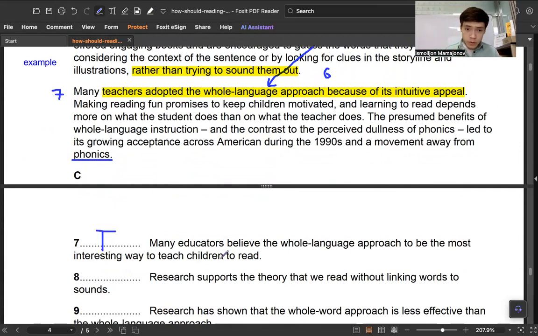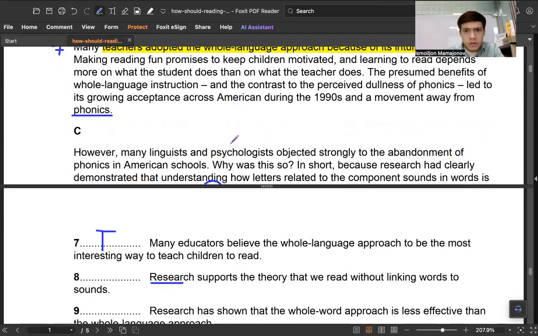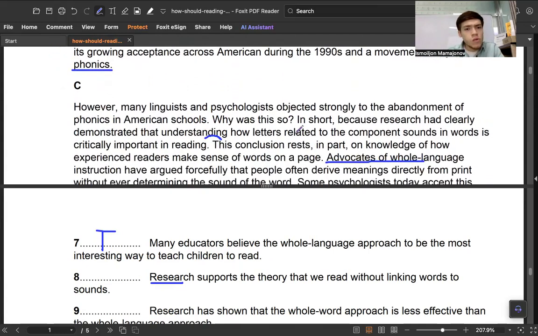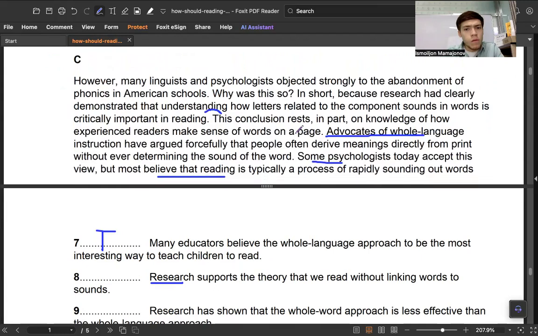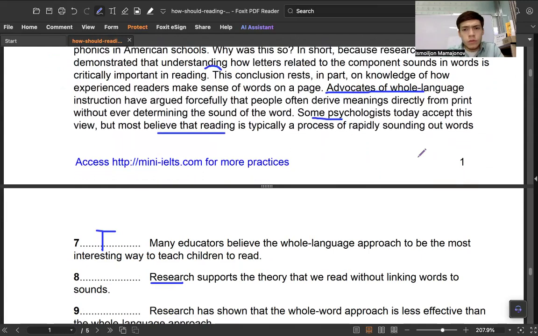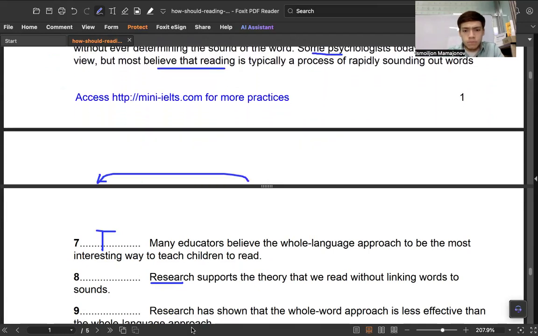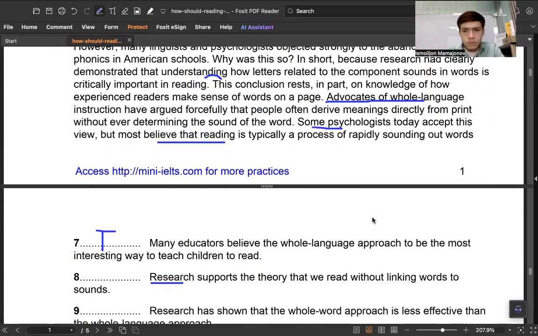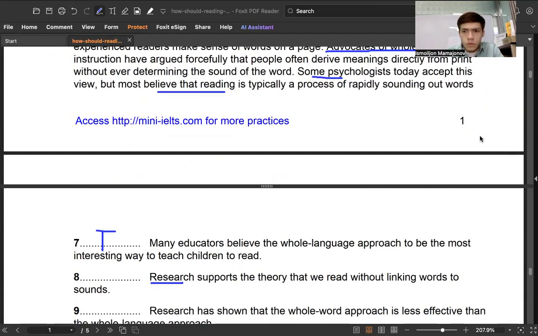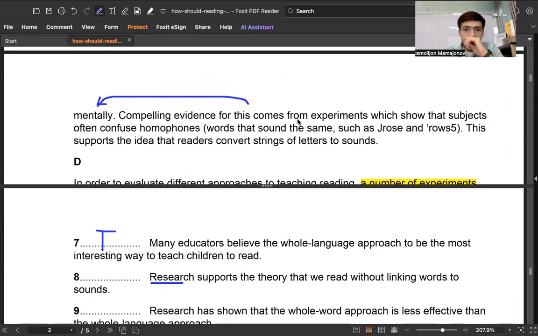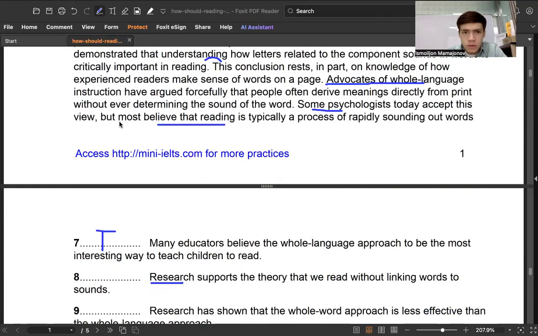Research supports the theory that we read without linking words to sound. Okay, I think I have read this. I think yes, because here it said some kind of research. But do we really have research? Compelling evidence for this from experiments. Some sort of acceptable.